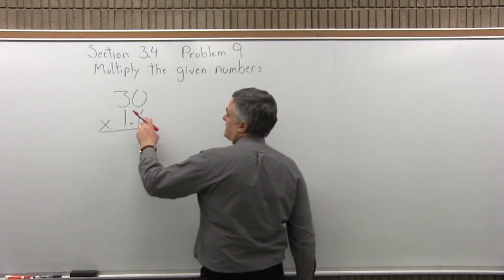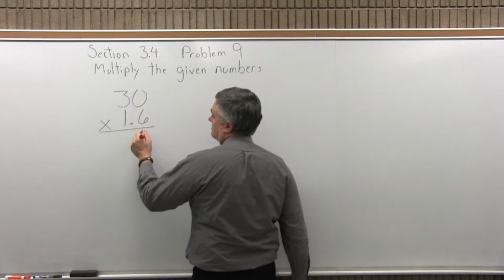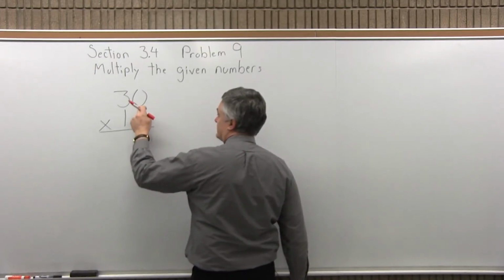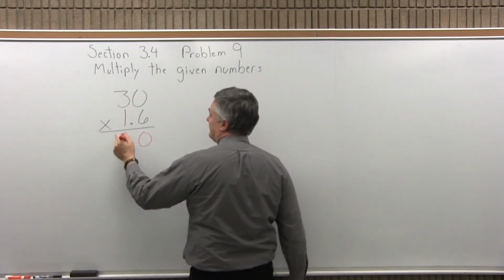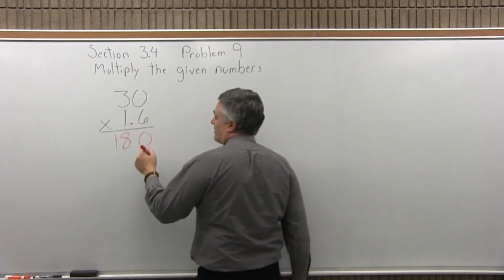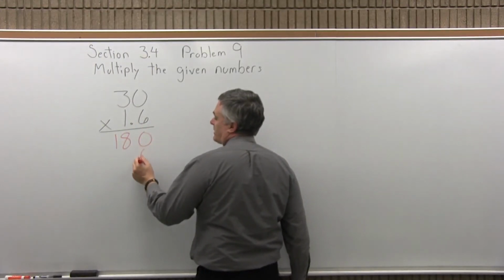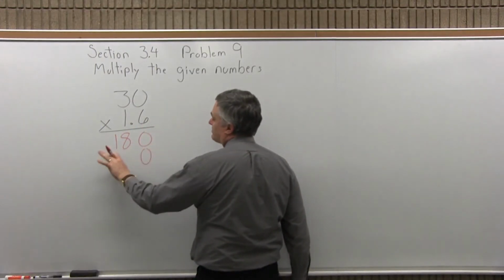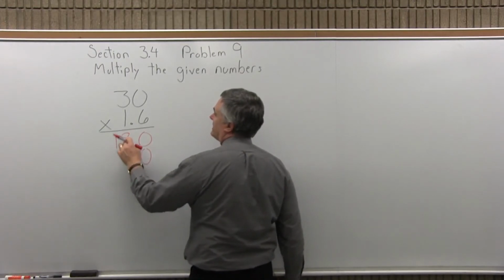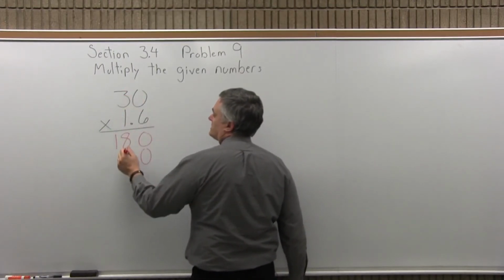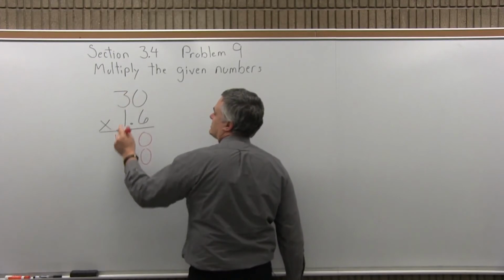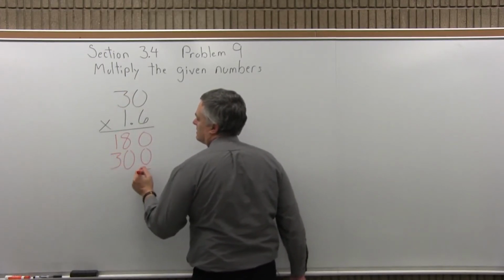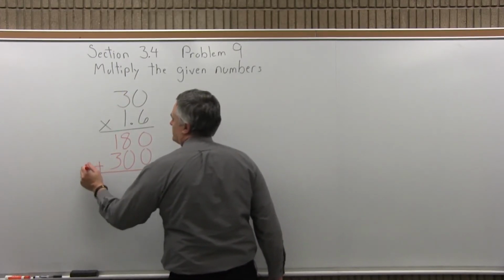So to do the multiplication, 6 times 0 is 0. 6 times 3 is 18. Then when I go down to the next level, I have to start by filling in a 0 or leaving a blank spot, moving over one spot to the left. Then I have 1 times 0 is 0. 1 times 3 is 3. And now I'll add up those results.